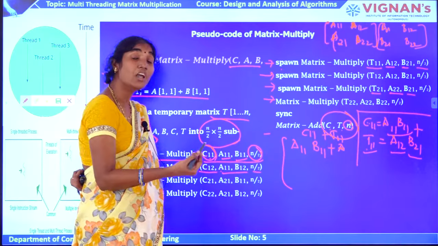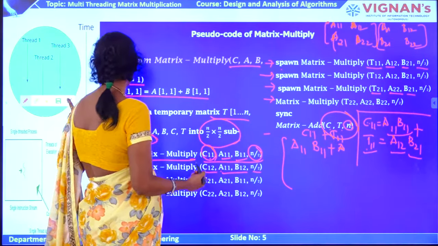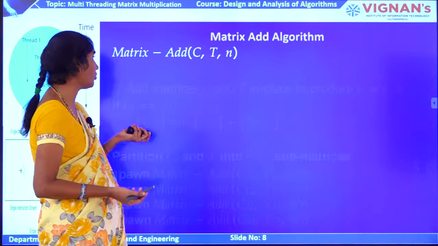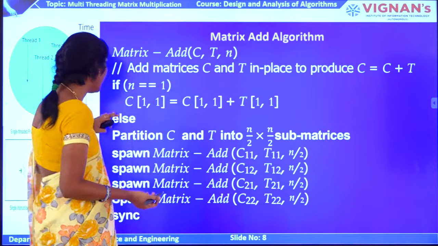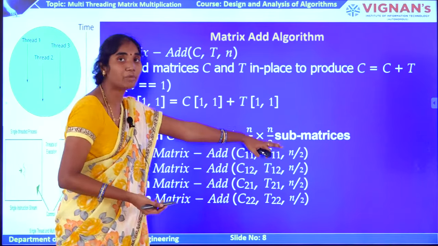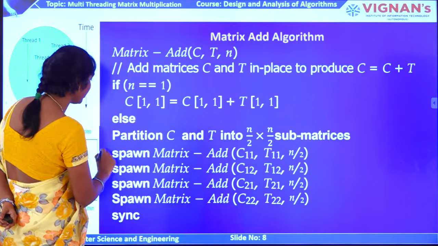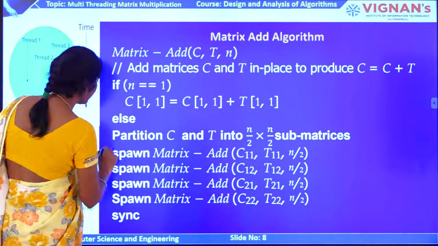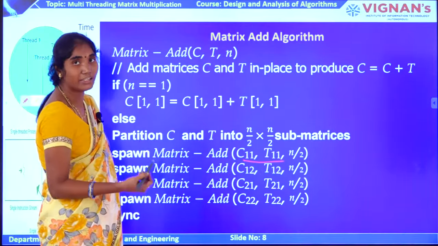Now we will see how to add C, T, right. This is a similar algorithm, addition of two matrices. If n is equal to 1, directly give the solution. Otherwise partition C and T into n by 2 by n by 2. Again we are dividing, and again in the same procedure, spawn matrix add C11, T11, n by 2.